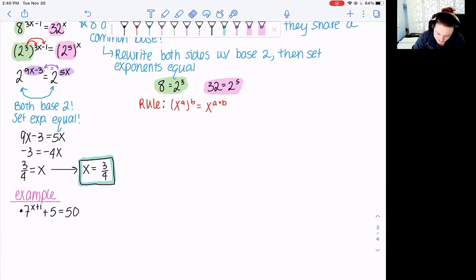So just make sure you have this 9 out front. 9 times 7 raised to the x plus 1 plus 5 is equal to 50. We need to get it in the form of a base raised to an exponent is equal to either a base raised to an exponent or a number. We basically need to get the 7 to the x plus 1 by itself. That is the goal here.